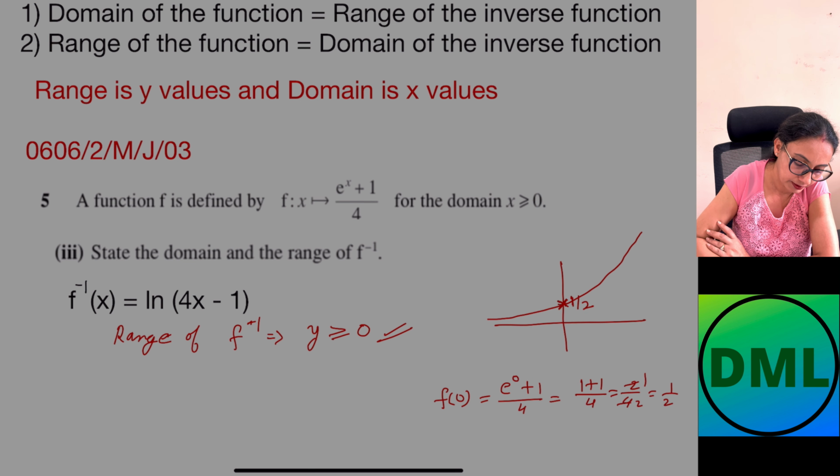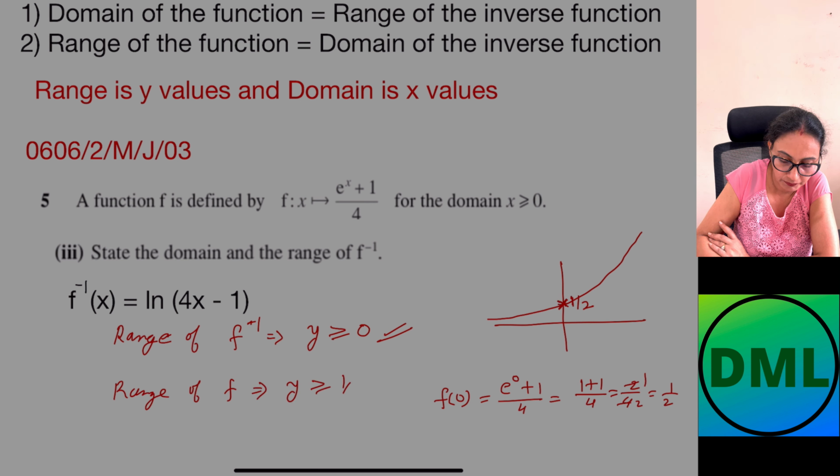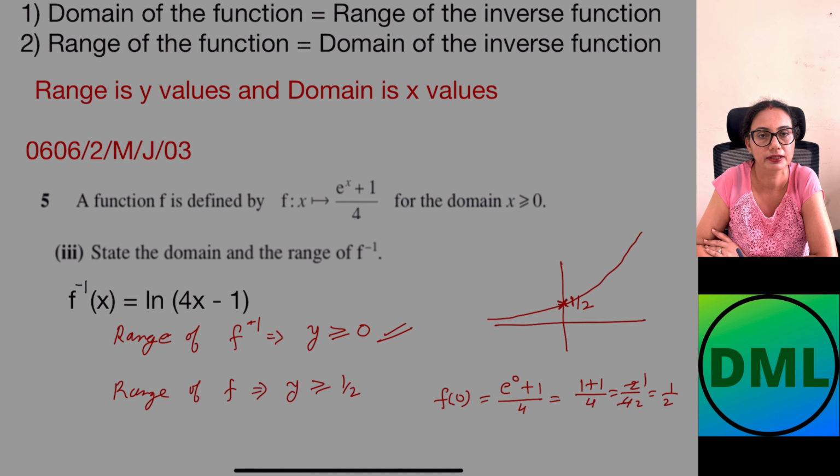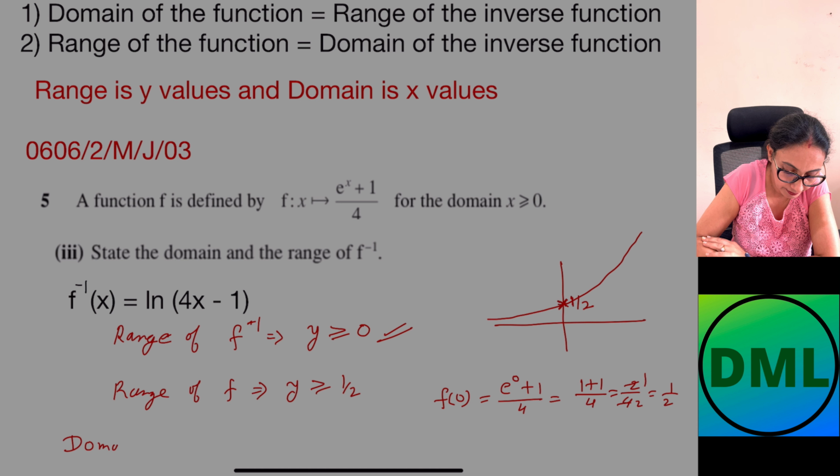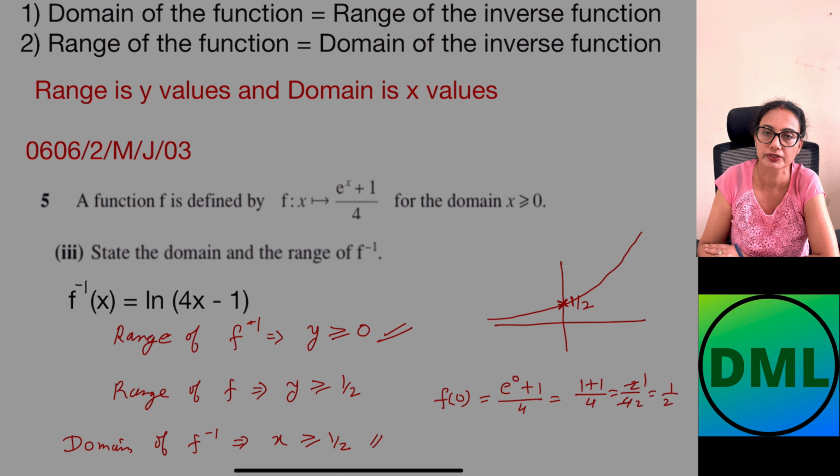Let's write down here. Range of f is given by y greater than or equal to half. All the values greater than half is the range of f. Range of f is the same as domain of f inverse of x, because we need to write down the domain. So the domain are x values. We will write down domain of f inverse is given by x is greater than or equal to half. This is the answer for your domain of the inverse function.